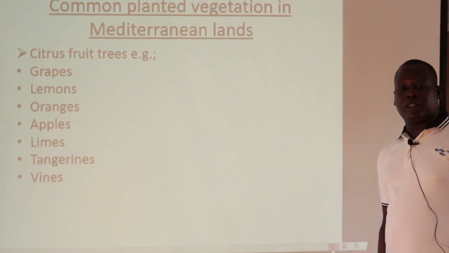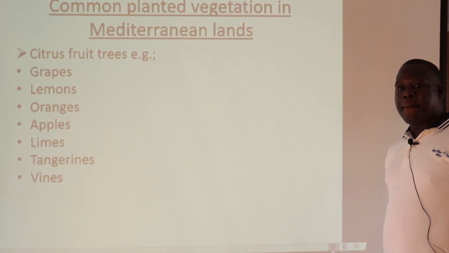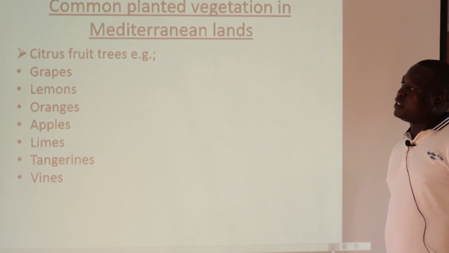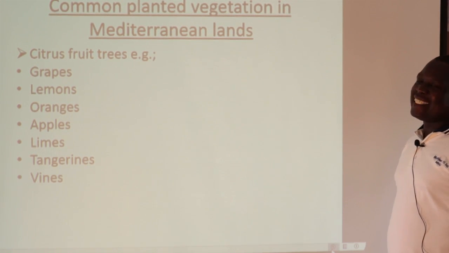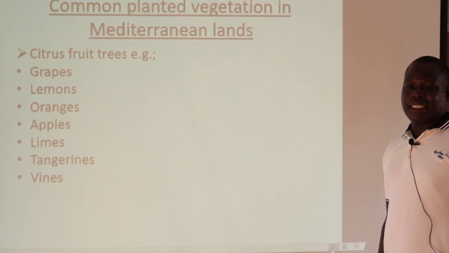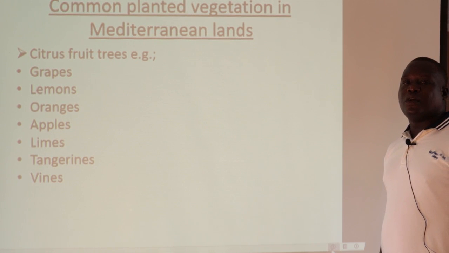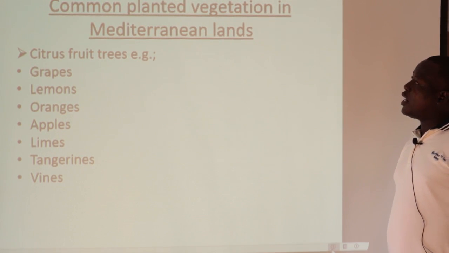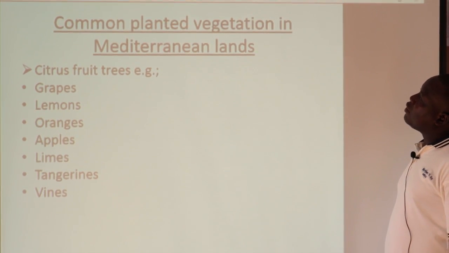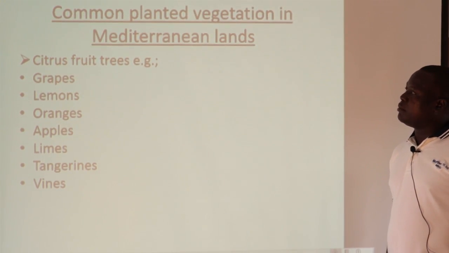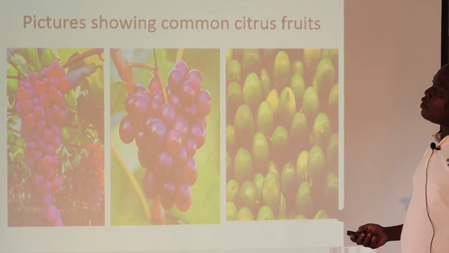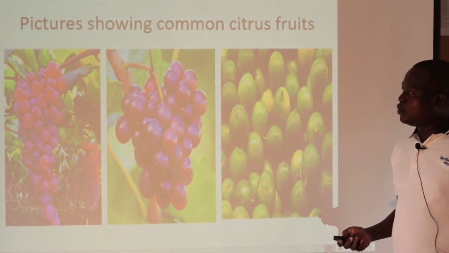Those are the common ones. And remember that during our learning of the Mediterranean climate, we said that this climate is best for growing citrus fruits. And that's why we have said that these are the common planted vegetation in the Mediterranean lands. So I think we can first go and look at some of the pictures.